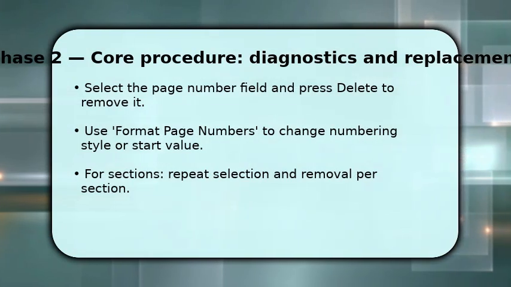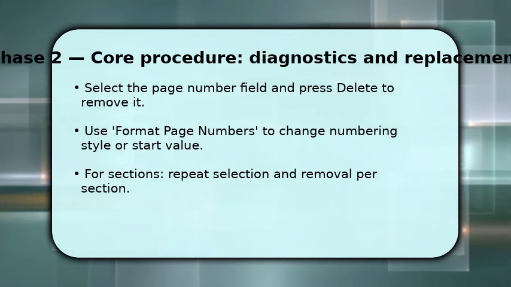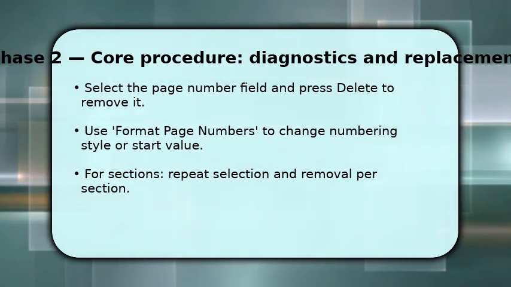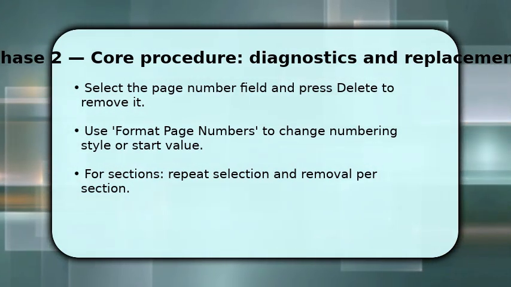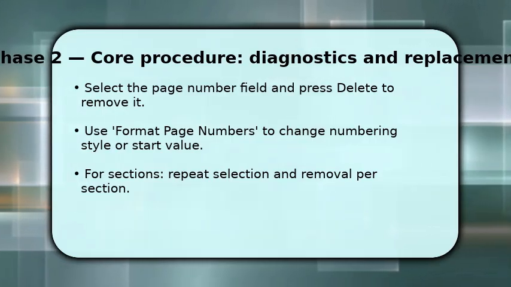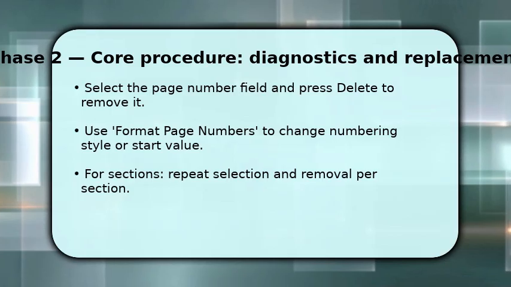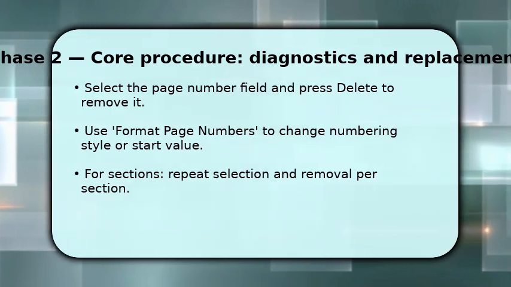Next, select the page number field and delete it. This removes visible numbers immediately. If you need a different approach, open Format Page Numbers to change numbering style or restart numbering at a specific value, useful when mixing Roman and Arabic numerals.